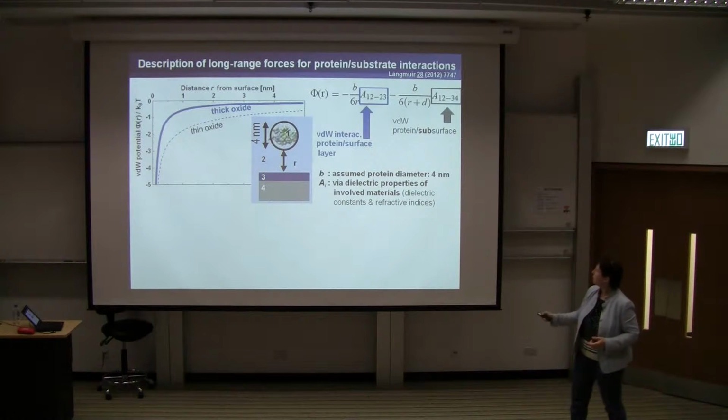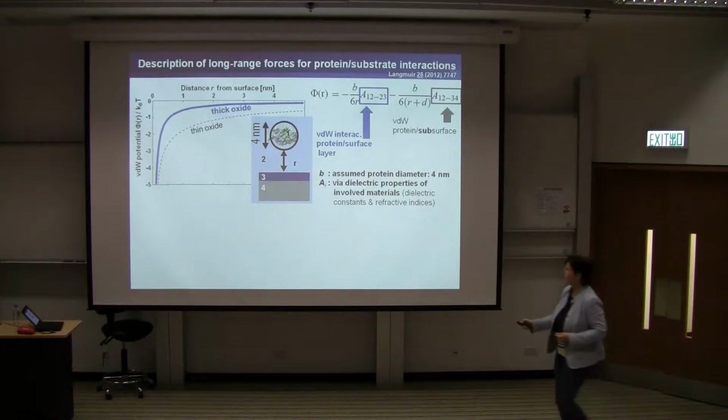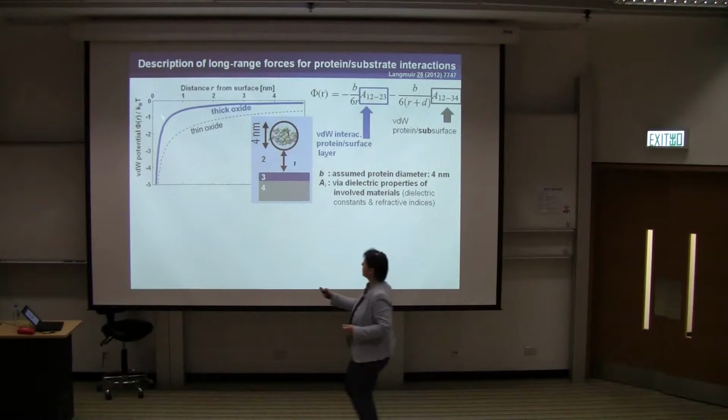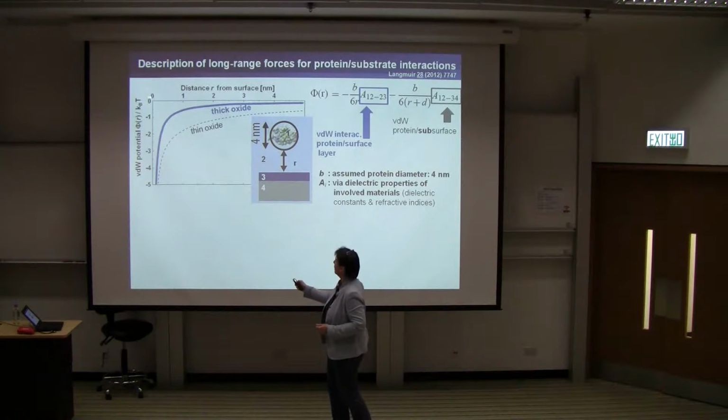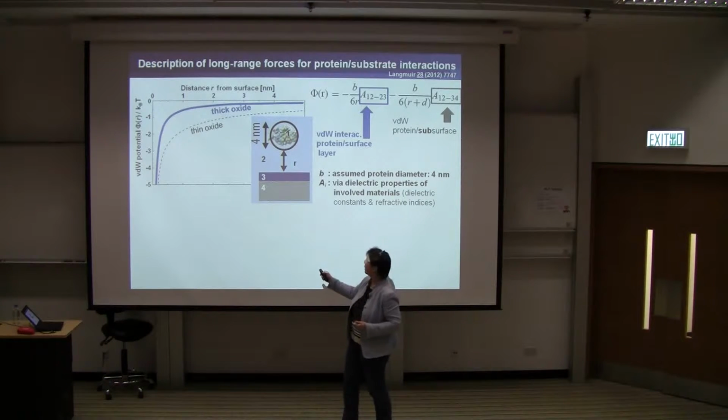Now we change the thickness of the silicon dioxide. The thick oxide is plotted here, the van der Waals interaction in kBT, and here's the thin oxide. So think about your surface. Here's your wafer at 0, right? Here's 0, and here comes the saliva. And now there is a protein molecule in your saliva.